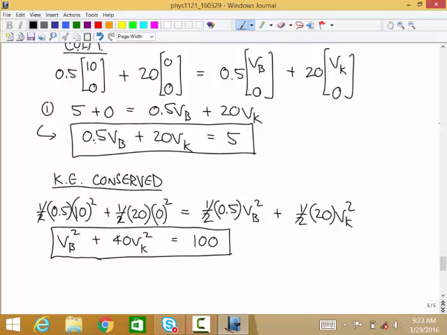Okay, so there's our system of equations. Yes? Shouldn't it be 0.5 VB squared? Because the 0.5 is eliminated, just the half out in front. I eliminated the halves, and then I divided everything by 0.5 to get rid of the 0.5. Okay.